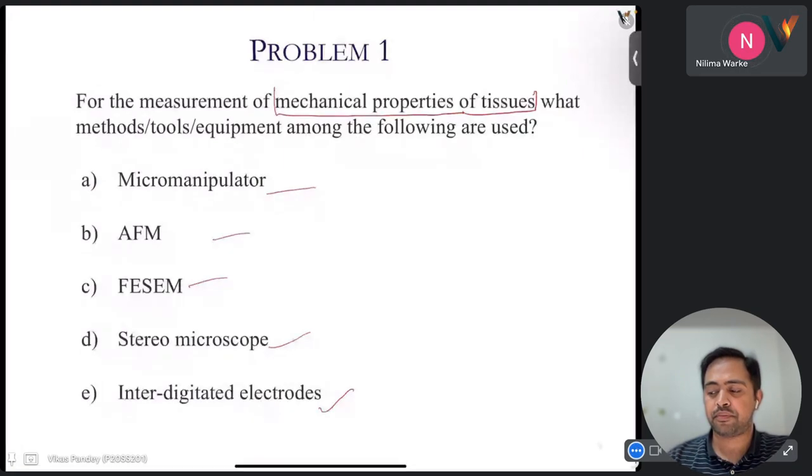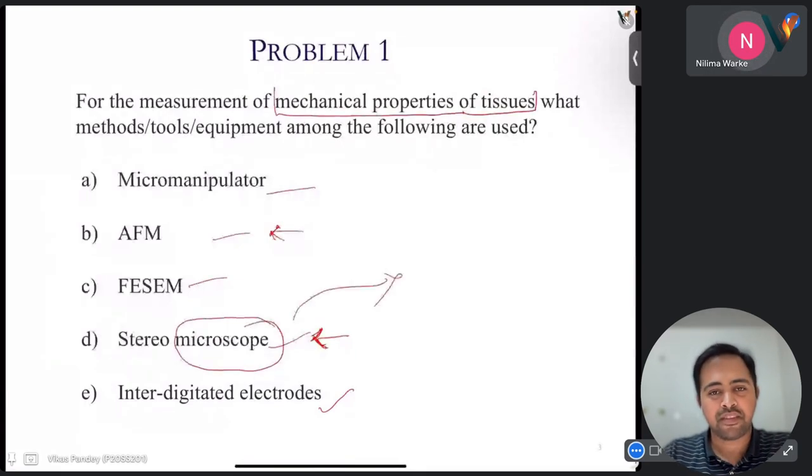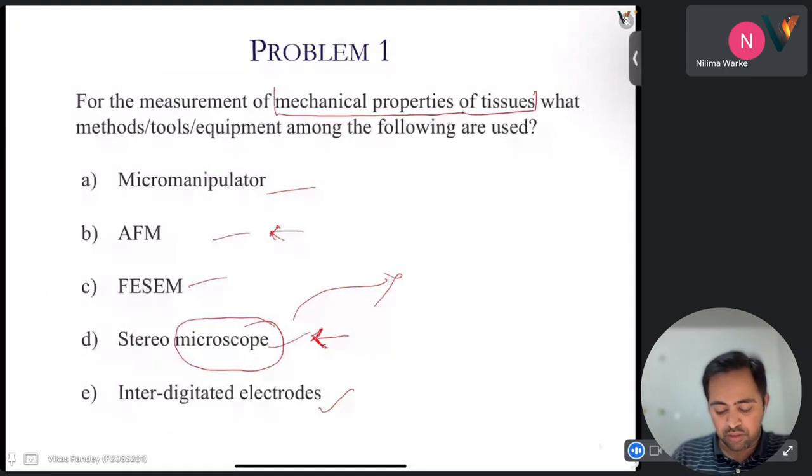Any idea? Stereo microscope. Okay. AFM. Okay. And any other? What does a microscope do? No, actually microscope will not be there because it is used to view it. It can be used even for the optical properties, not for the mechanical properties, right? So this is not there.